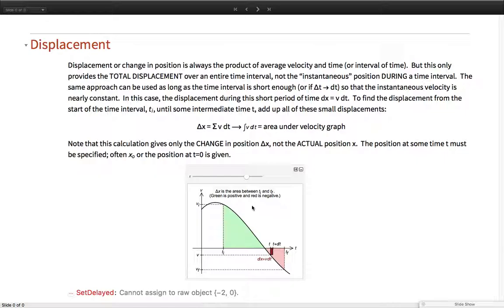So we're going to call this area in the green up here positive. This area down here in the red we're going to call negative. So the total displacement would be adding a positive area right here and a negative area right here to get the total displacement, or change in position, from this time to that time.